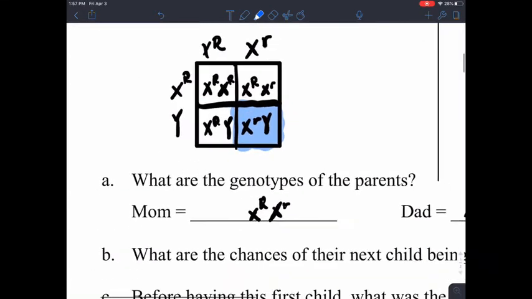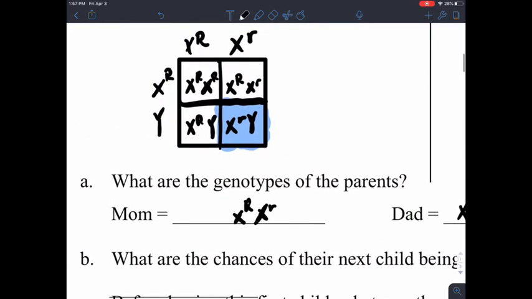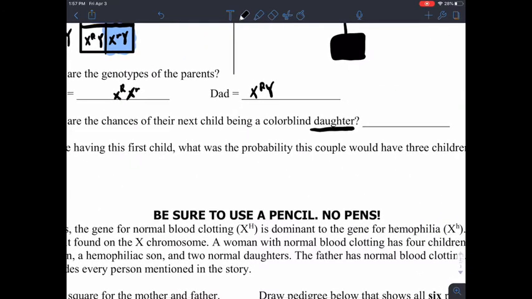So let's now go down to this next part. What are the chances of the next child being a colorblind daughter? Well, if you go back to this Punnett square, you'll notice it's impossible because there are no options that show X lowercase r, X lowercase r. So it would be 0%.